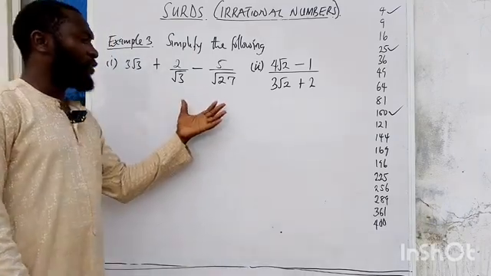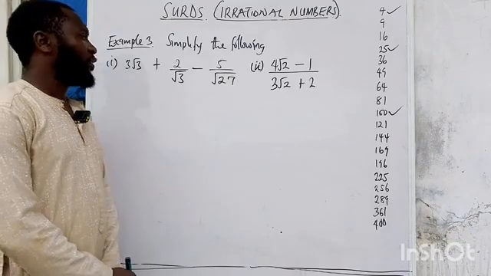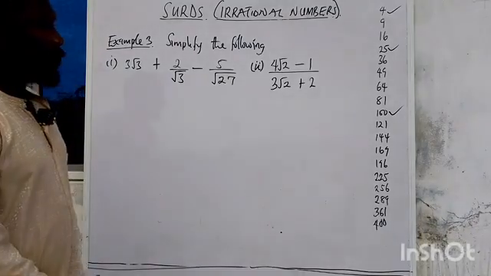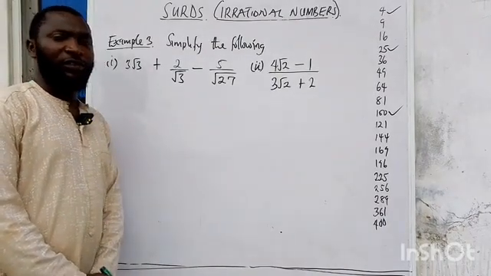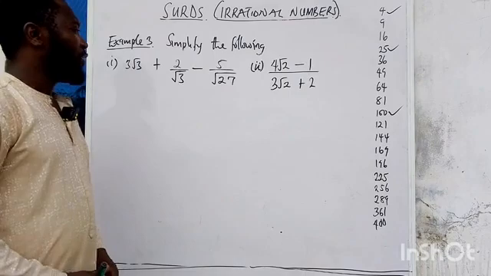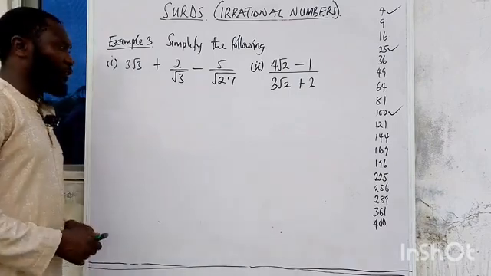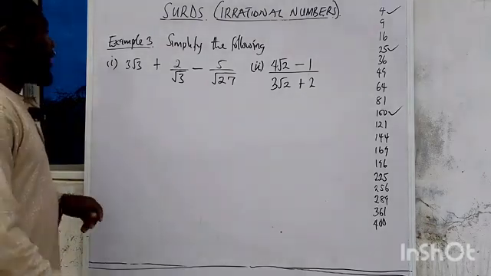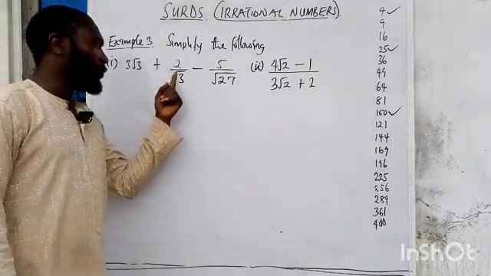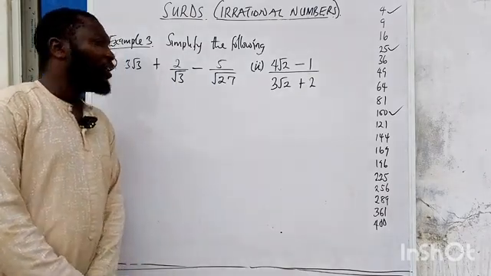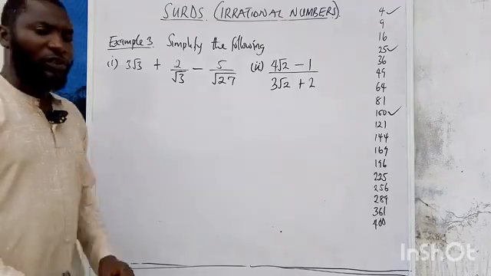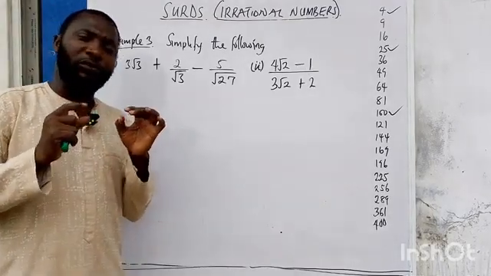We have these different questions. So let's see how to solve this. Let's see how we can solve this question. Look at the first question. We have 3 root 3 plus 2 divided by square root of 3 minus 5 divided by square root of 27. This question, you can solve in two different ways.